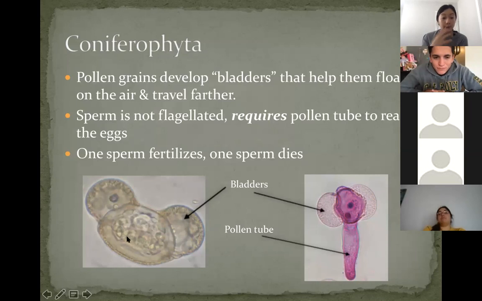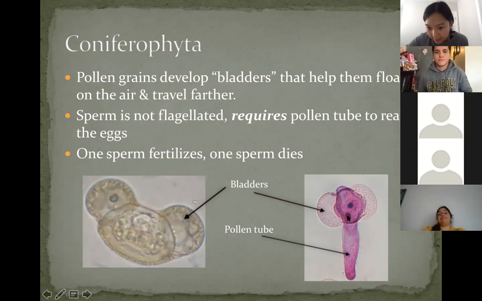That tube cell will produce your pollen tube, which is essentially this right here, what my arrow and my cursor is on. So again, once that lands on the micropyle of the integument, the tube cell will produce this pollen tube. And then the generative cell will produce 2 sperm, but 1 sperm will fertilize the egg, the other one will die.